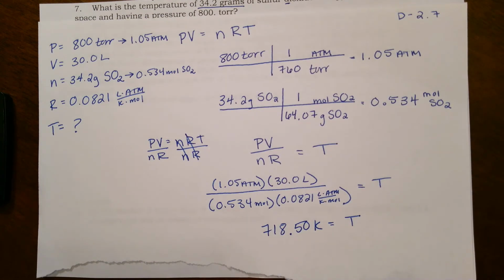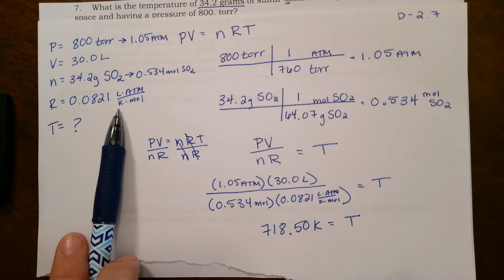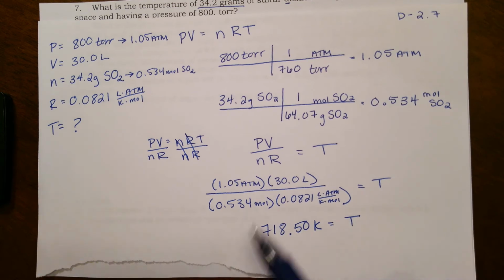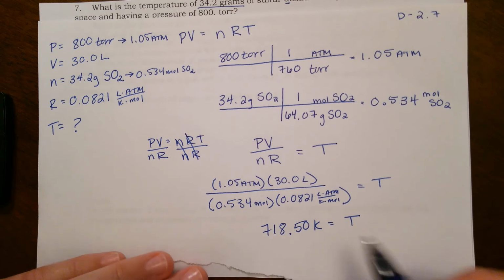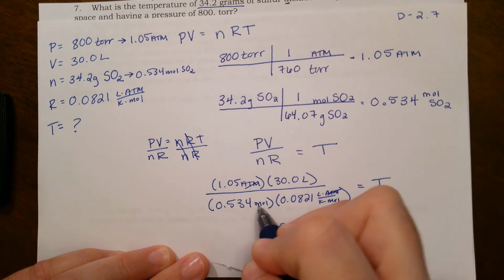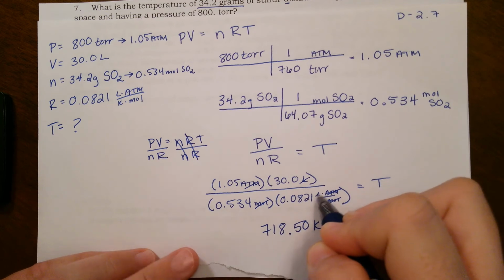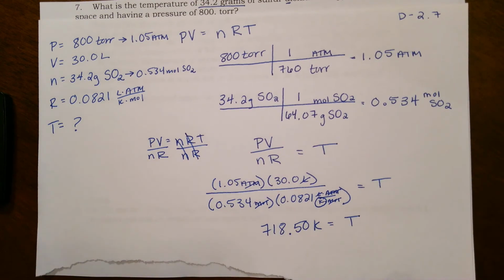So keep in mind your temperature is always going to come out in Kelvin. Another way you can check this is if you look to your universal gas constant, boom, Kelvin for the temperature. The other way is if you look at your units through the problem, all of them are going to cancel except your unit of temperature. So ATM to ATM, mole to mole, and liter to liter, leaving you with Kelvin. Awesome.